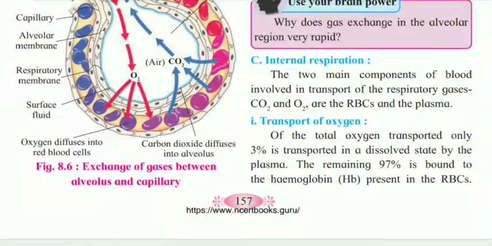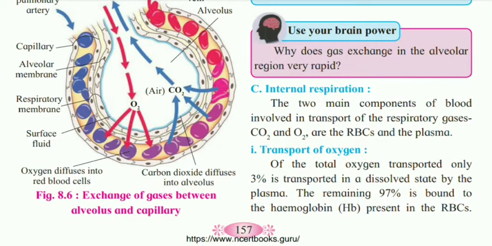The two main components of blood involved in transport of the respiratory gases CO2 and O2 are the RBCs and the plasma.